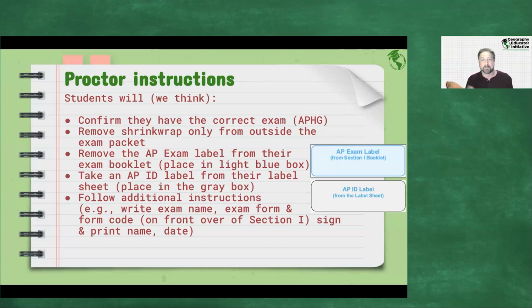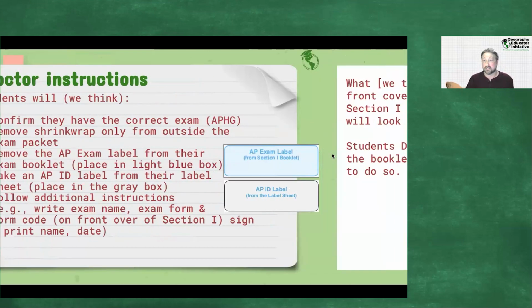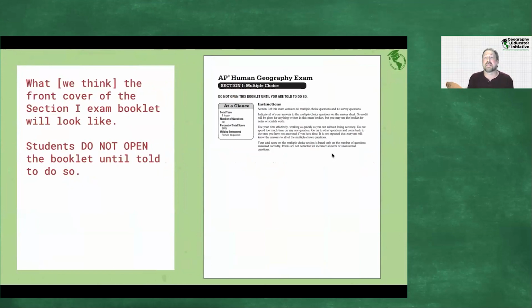And they have to place that in the light blue box, and they have to take an AP ID label, which they'll use later on, and put that in the gray box. Then they're going to hear a bunch of other instructions from the proctor. They'll have to write the exam name and the exam form code that will be on their actual exam booklet. They'll have to sign and print their name, put down the date, all these things. And again, this is what we think the front cover of the exam booklet will look like. This is what the image here looks like. There's not much to be excited about, but it's nice for them to actually see it. And like I said, students do not open the booklet until they're told to do so.